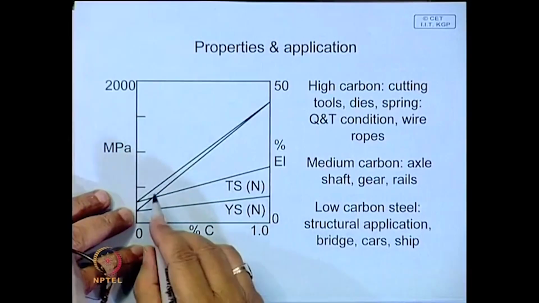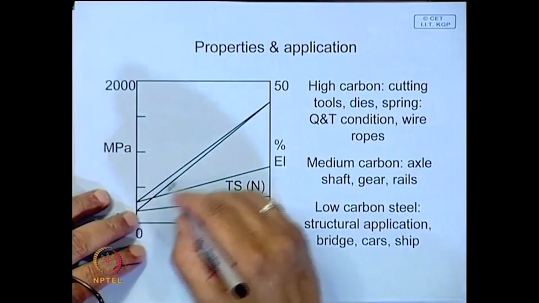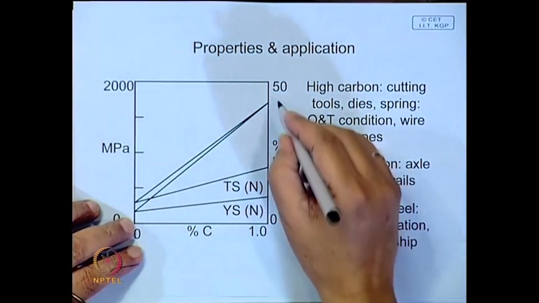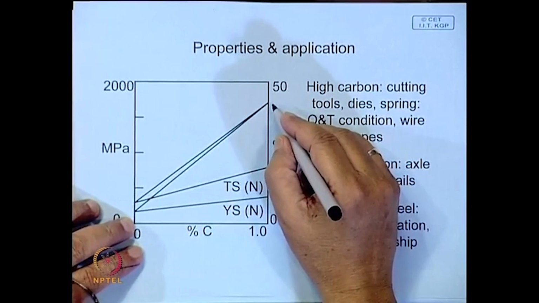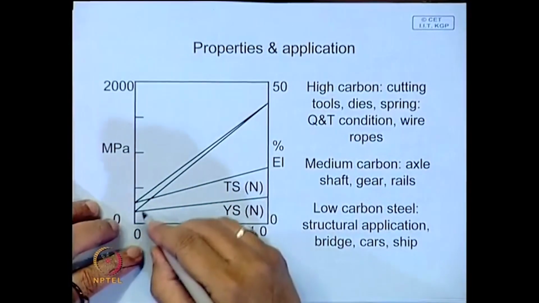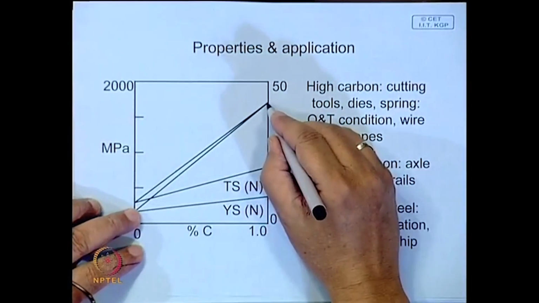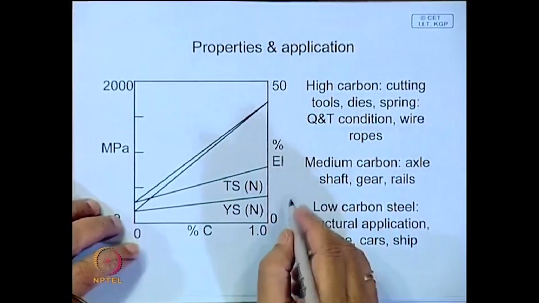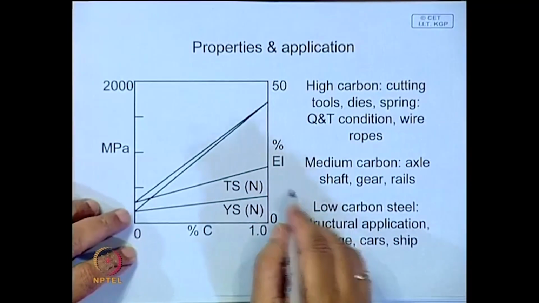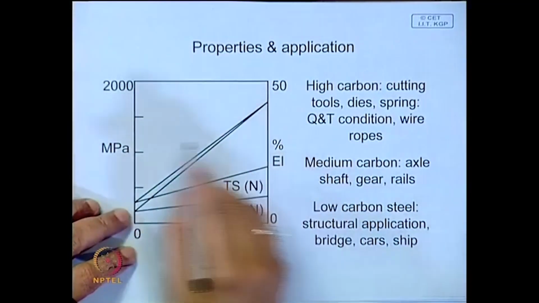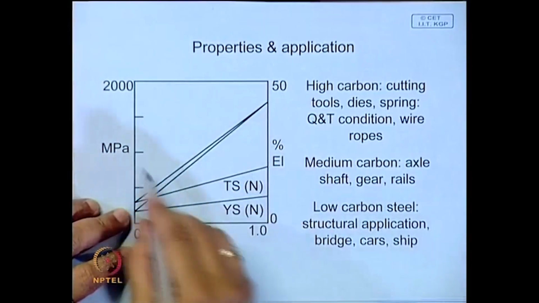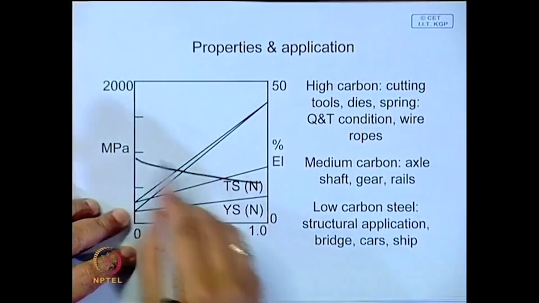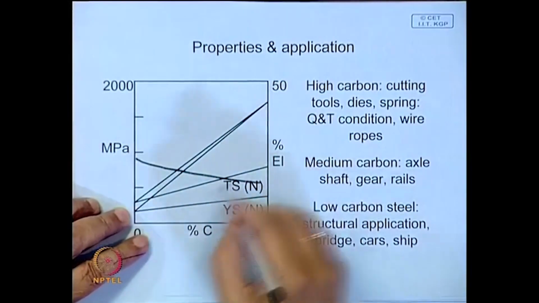So, all these strengths, if you quench, then with percentage carbon, this can become very high, that tensile strength can be very high depending on the carbon content. Whereas elongation, if you increase strength, this elongation will always decrease. You will find that with carbon content elongation will go on decreasing, but strength will go on increasing.